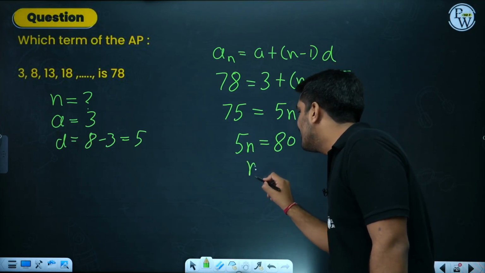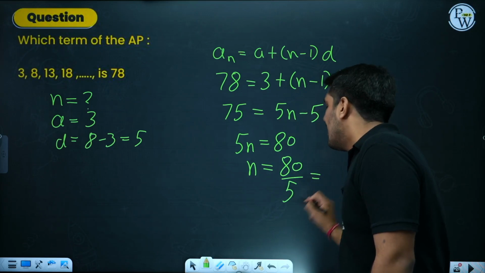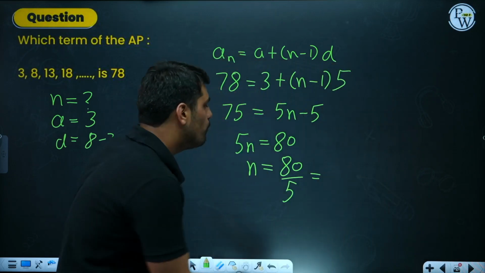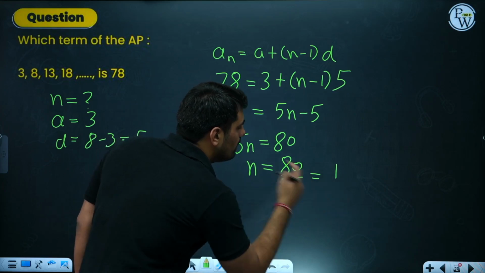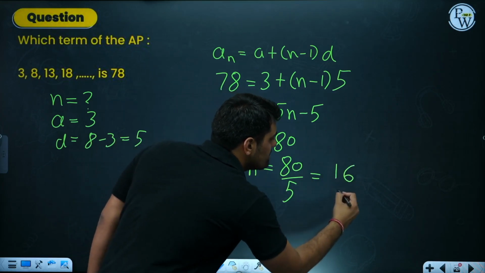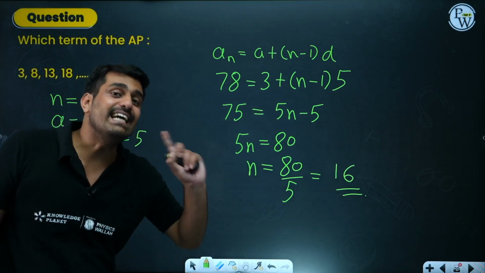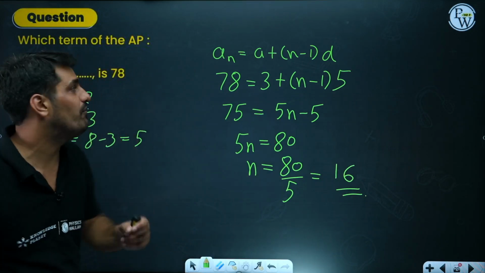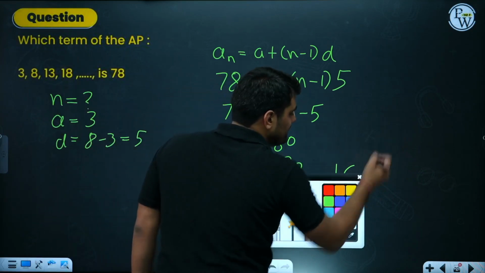From here, you can find out the value of n, that is 80 by 5. I hope you can do the division. 5 1 times is 5, 3 is the remainder, so 30. 5 6 times is 30. So the answer over here is 16. What does 16 indicate? The 16th term of the AP will be 78. You can always do the verification.